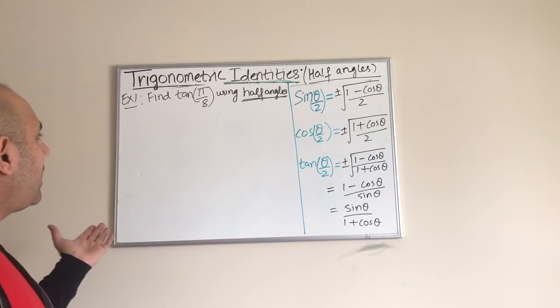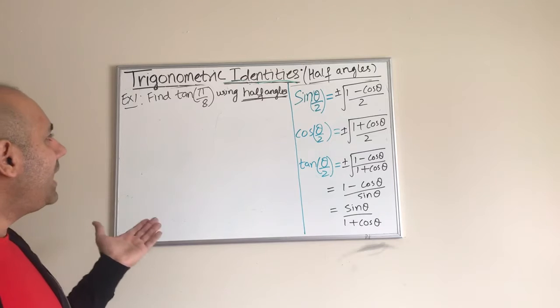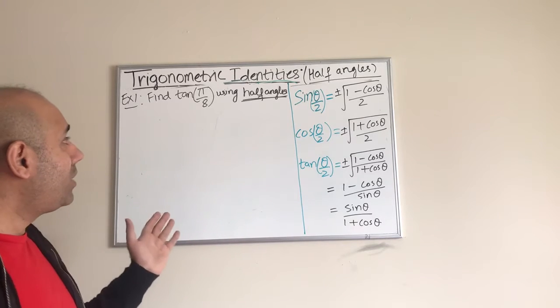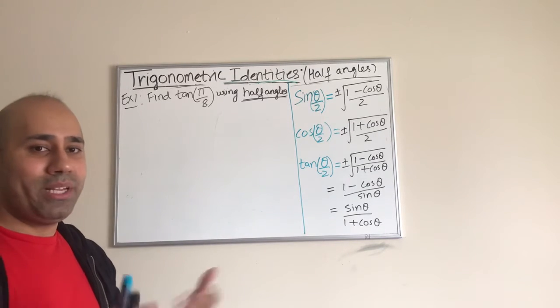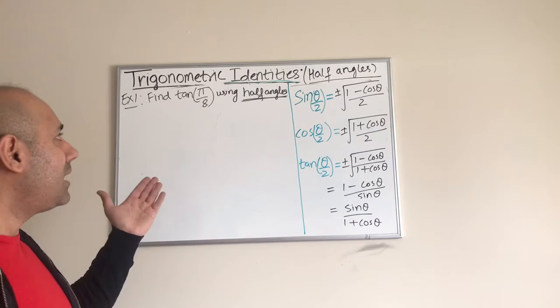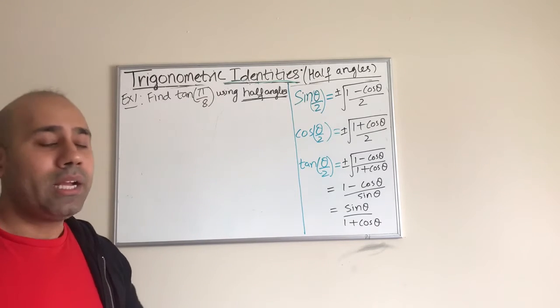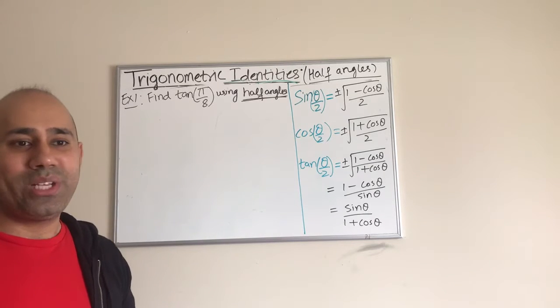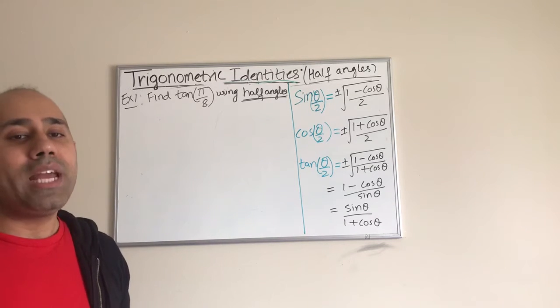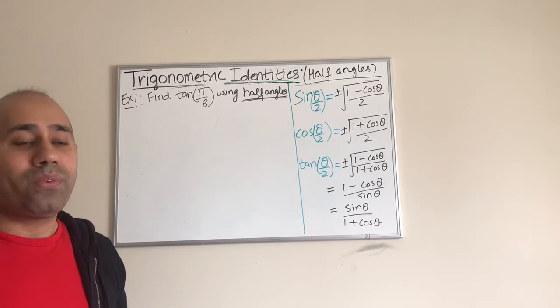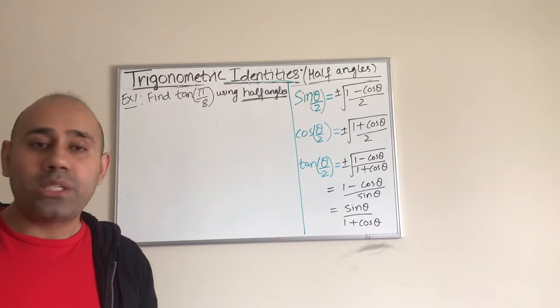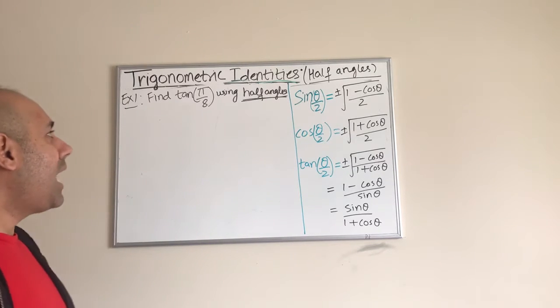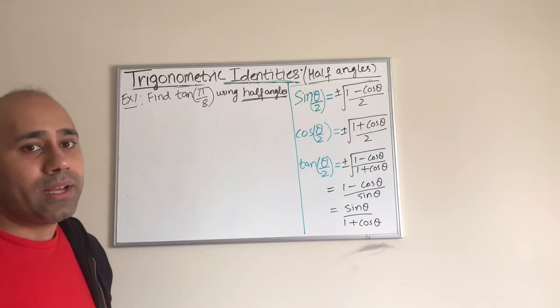Guys, here I want to find or evaluate the tangent of pi over 8, and it says not using a calculator or by any other method. It specifies that I have to use the half angles. Okay guys, if it does not say half angle, then you're free to use a calculator, a unit circle, any method that you find convenient, quickest or easiest for you. But here it says half angles, so we have to use the half angle formulas.